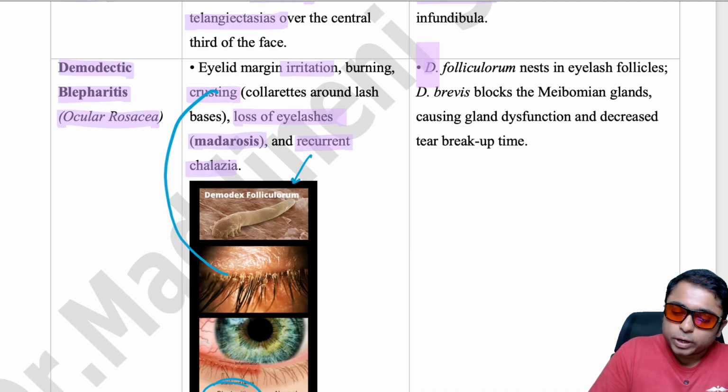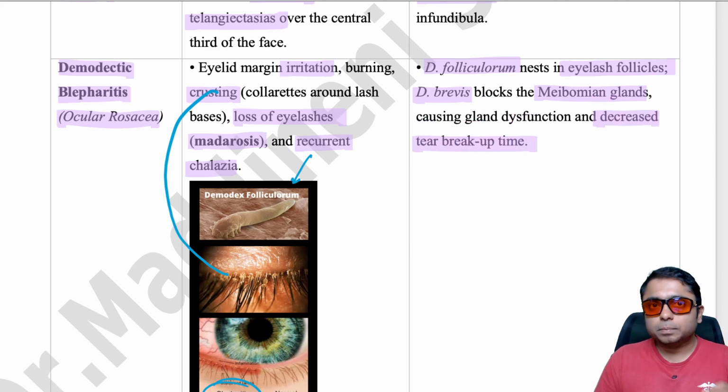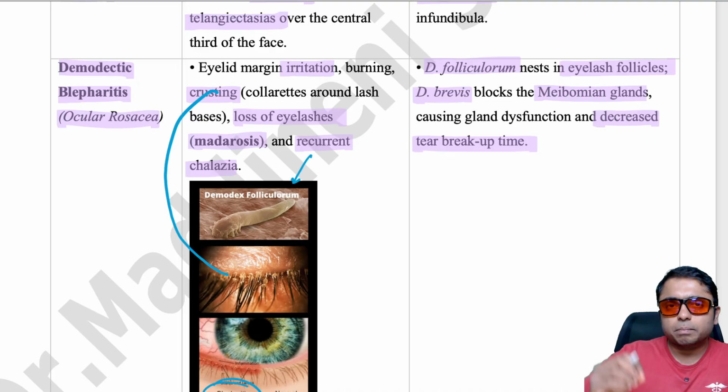In this, Demodex folliculorum nests in the eyelash follicles, and Demodex brevis blocks the meibomian glands. So ultimately it is going to cause gland dysfunction, and it will lead to decreased tear breakup time. The tear breakup time is usually, for example, 10 seconds, but because of Demodex brevis it is going to reduce, and now the tear is going to break very fast, in 2 to 3 seconds, because of which there is going to be excessive dryness of the eyes, right.